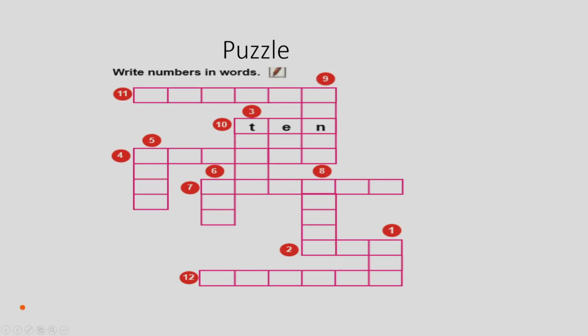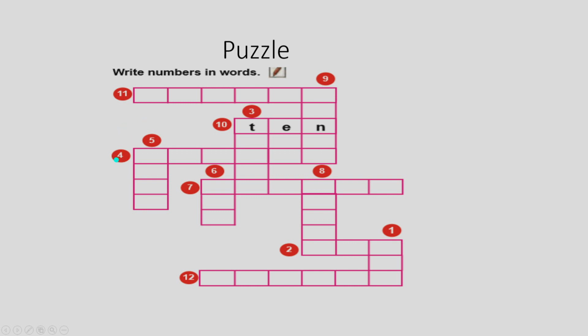Okay, here is a puzzle also. This puzzle is from your book. You can do it very well. One is done for you. See, there is written 10, and the spelling of 10 is TEN, and it is done for you. All you have to do is write the number names in this puzzle. This is a very easy puzzle, so you have to do it by yourself. Don't take help from your parents also.